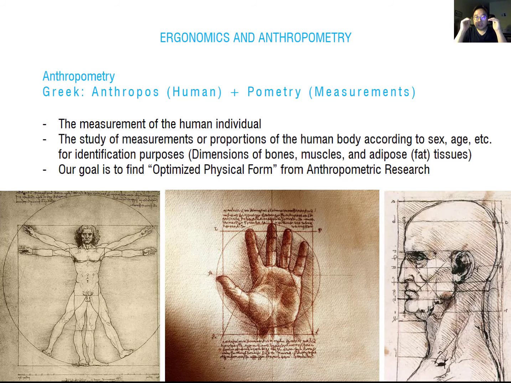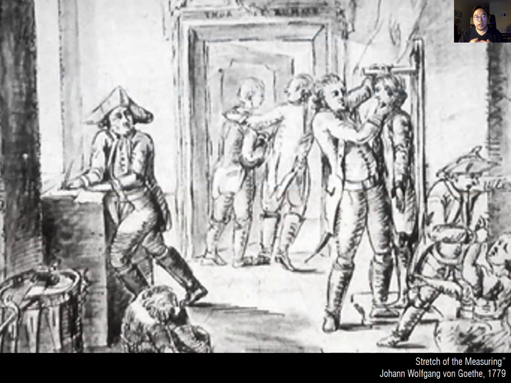Anthropometric means human measurement. In history, the anthropometric system started in 1779. You can see this painting, which was drawn in 1779, measuring the human body and human dimensions, making data from this measurement. This data is actually used for designing space and designing equipment or furniture.